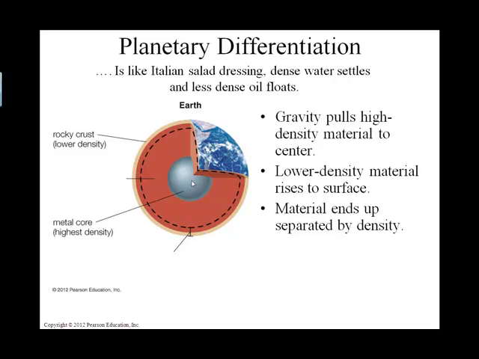And this generally is called planetary differentiation. So it's differentiating based upon density. So the dense things sink, and the less dense things, or the buoyant things, rise with lower density. And this is kind of similar to salad dressing. If you have some sort of oil, water, and vinegar salad dressing, when you shake it up, you can get the oil and water to mix. But when you let it set, the water is more dense and will sink, and the oil will rise. So planetary differentiation is like Italian salad dressing settling.